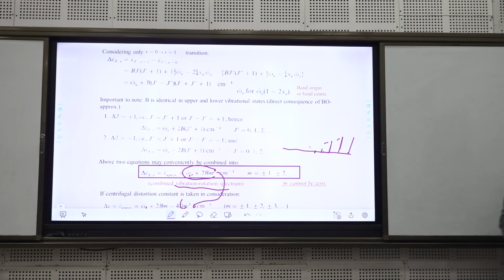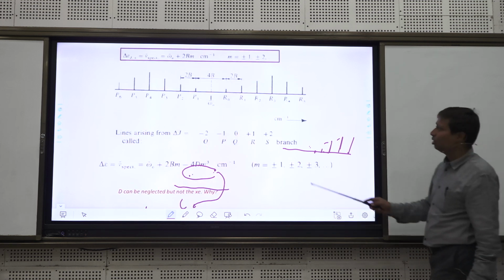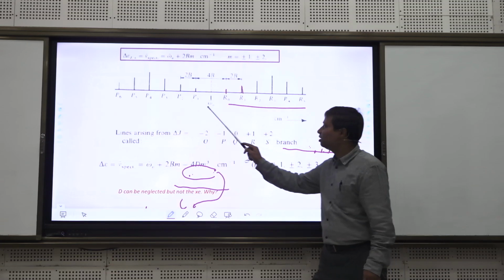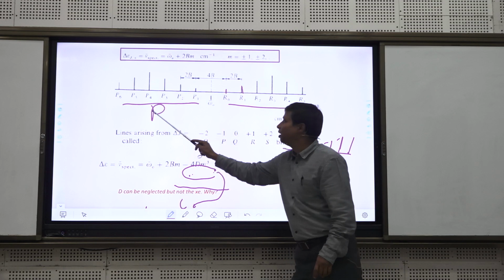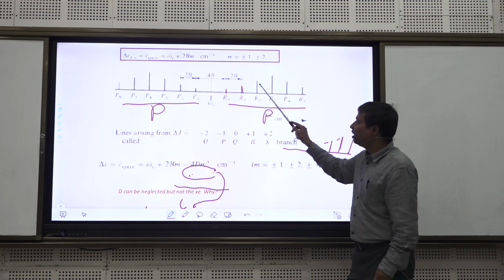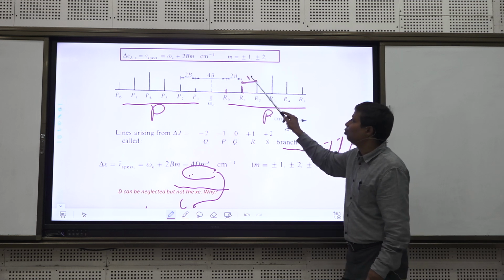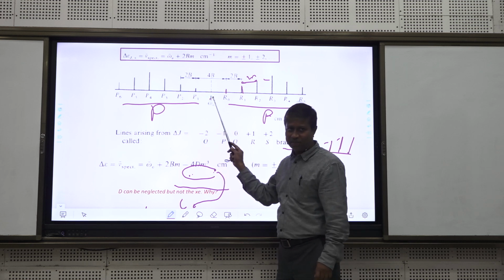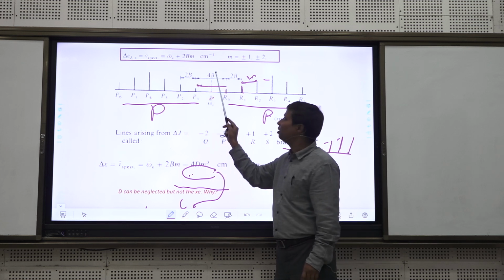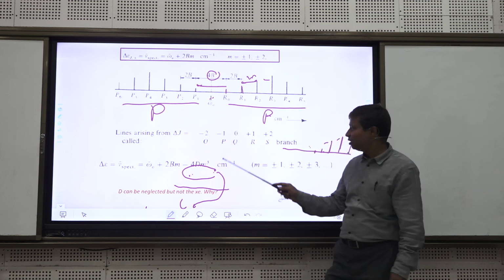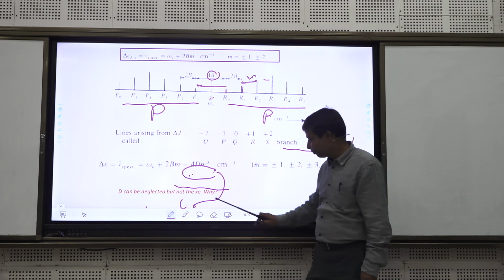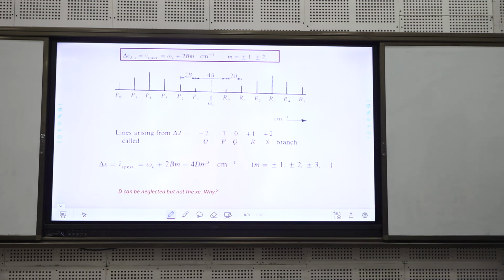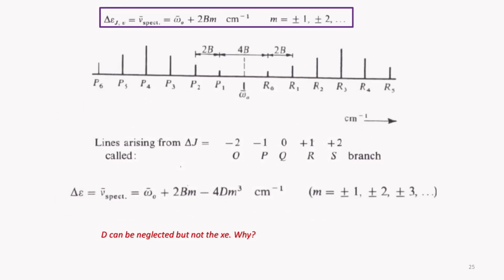So what are we getting now? These lines, this one is the R branch, this is the P branch, P and this is R. Every line is equally spaced, 2b, 2b, 2b, 2b. The center is not the same because m cannot be 0. So between these it is 4b. And this I have already told you. Okay. We are happy that we could explain so many lines.